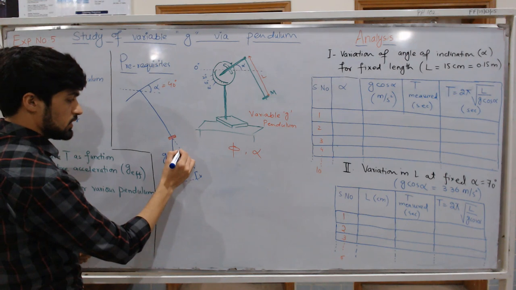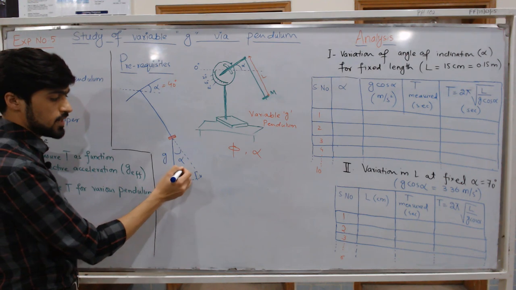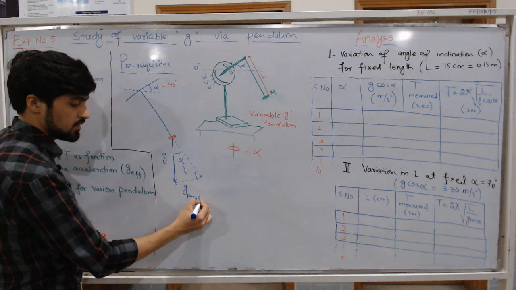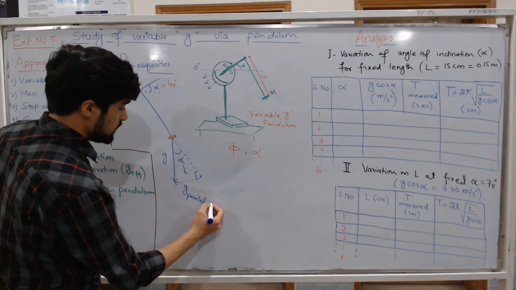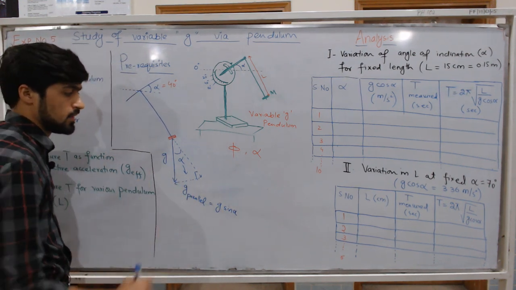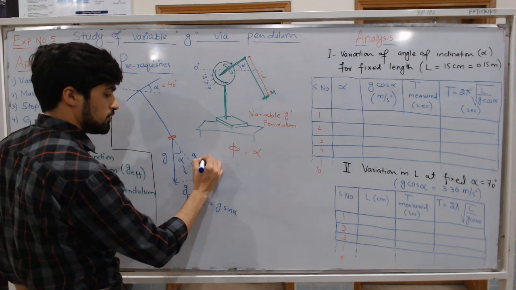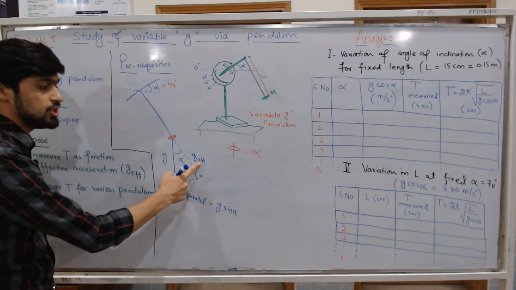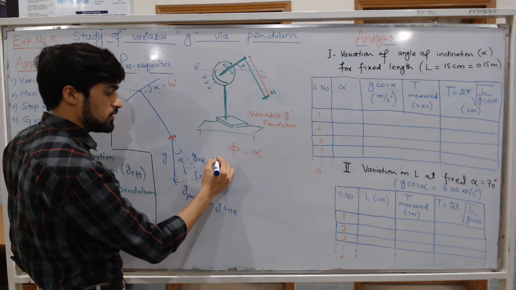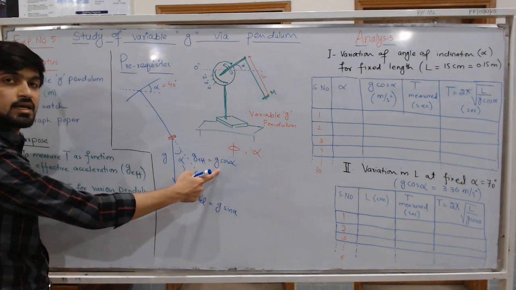One component is in this direction, and the other is in that direction. Right in front of alpha we have the g parallel component, which we can call g sine alpha, because the angle here is alpha. And the component perpendicular to it is g effective, the g effective component. If this is g sine alpha, this component will be g cos alpha. This is the effective component.